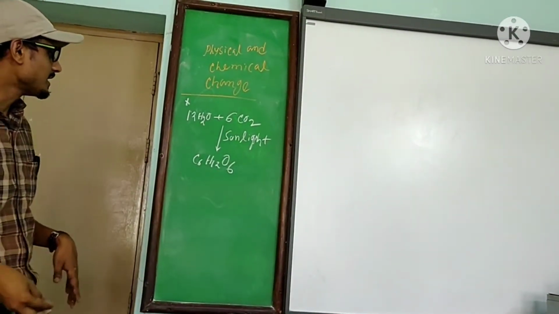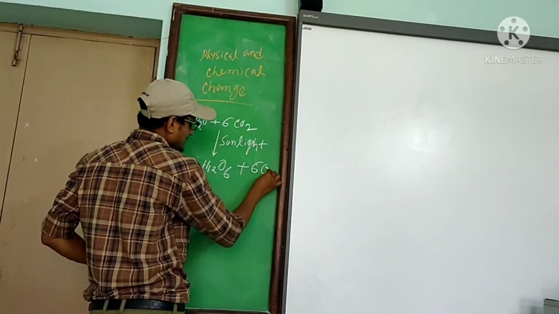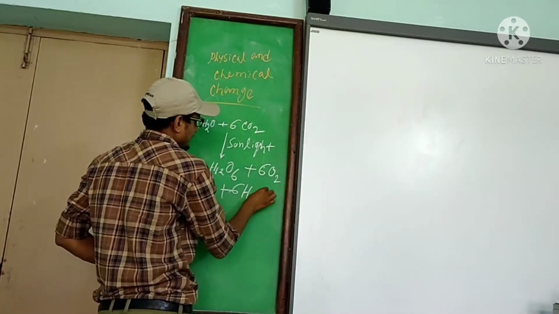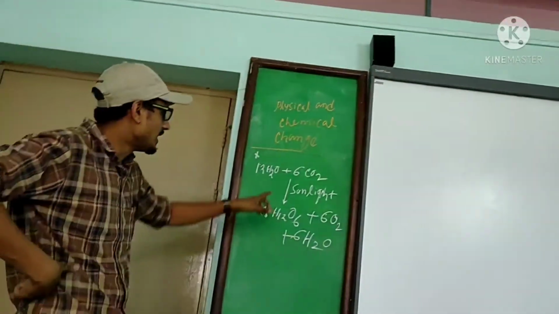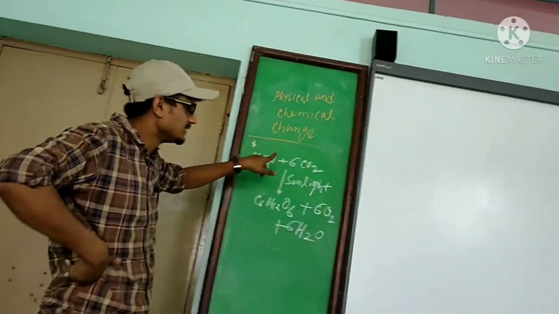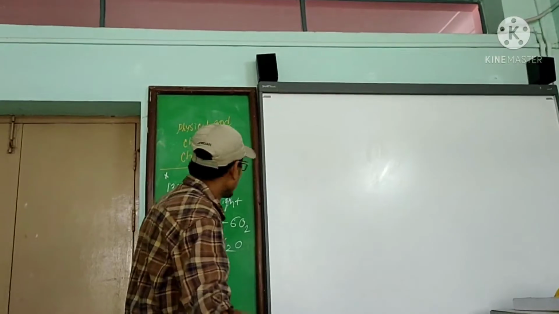C6H12O6 it will form, and with that it will release 6 molecules of oxygen and 6 molecules of water. So this is the overall reaction. So from this reaction you can conclude that after these two react to form this, we cannot gain the water and carbon dioxide again. So this is an example of chemical change.